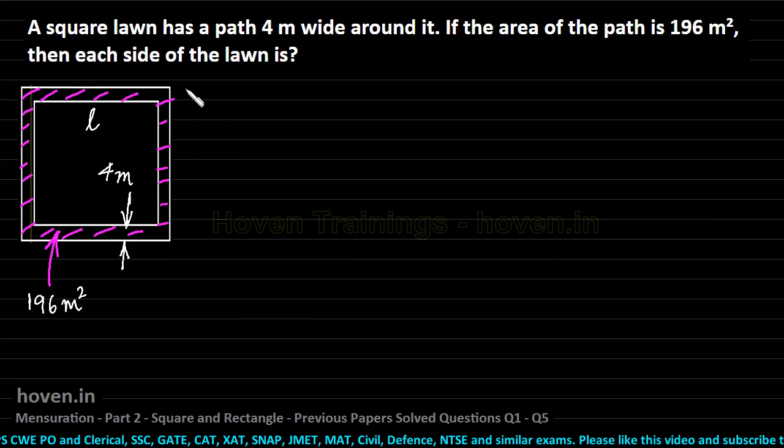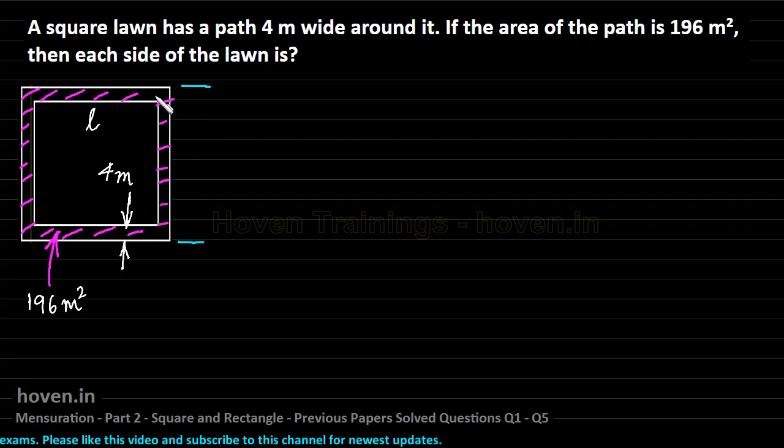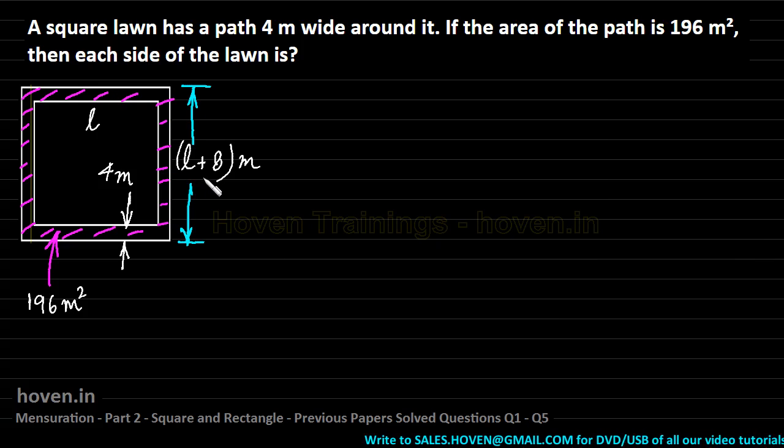Let us mark what we have already. One thing that we have is that the length of the outer square would be, this L is of the inner square, 4 added on this side and 4 added on the upper side. This will make the length as L plus 8 meters. So we have the outer square, which is of L plus 8 meter. The inner square is of L meter.